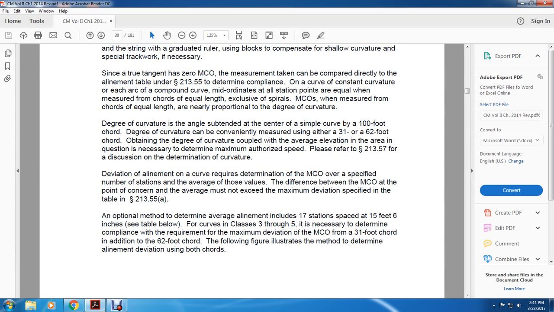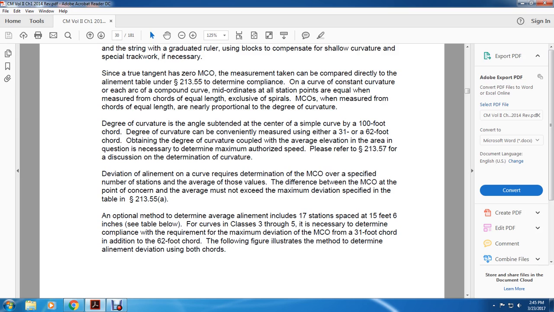Deviation alignment of the curve requires the determination of the mid-chord offset with the specified number of stations. Average the value of the difference between the mid-chord offset at the point of concern. The average must not exceed the maximum deviation specified in Table 21355A. The optional method of determining average alignment includes 17 stations specified at 15 foot 6 inches.